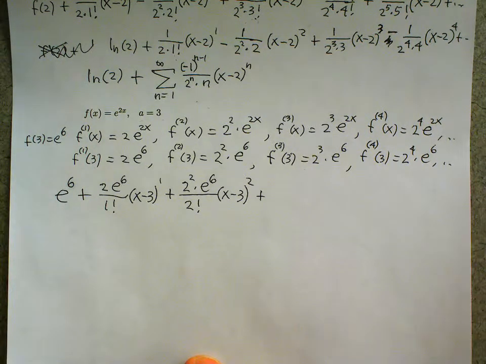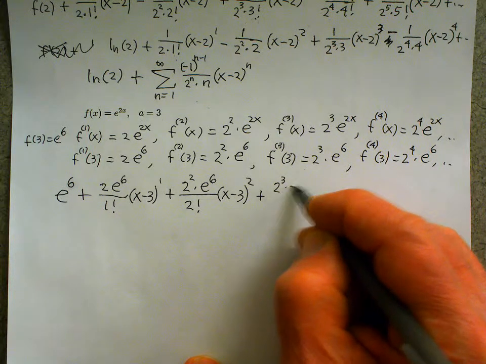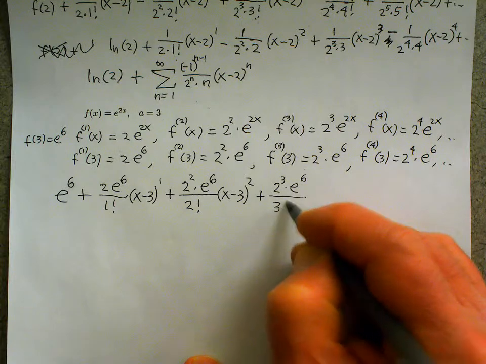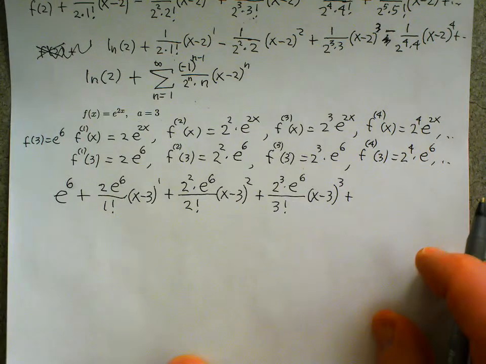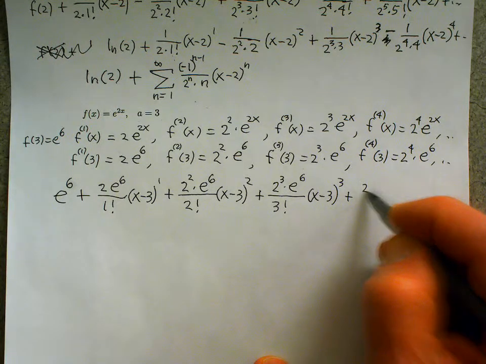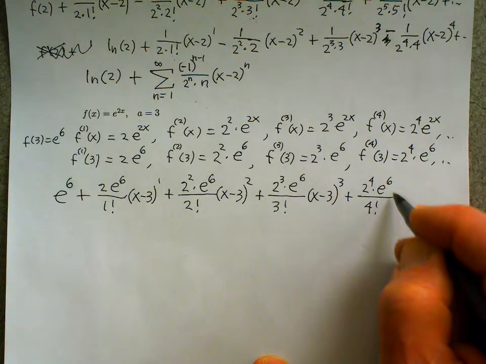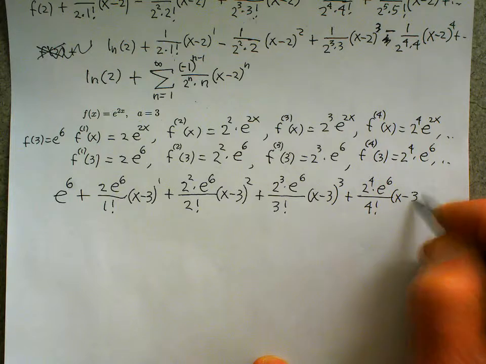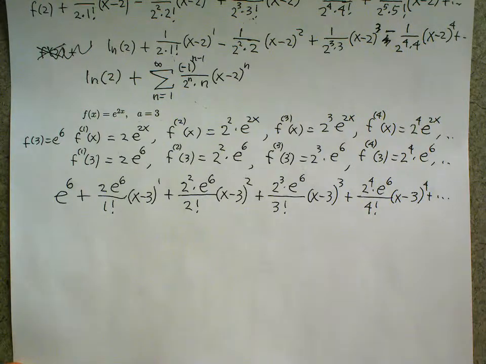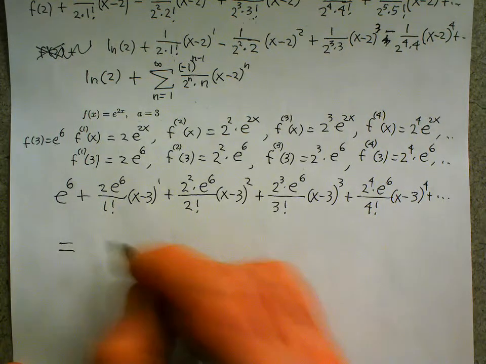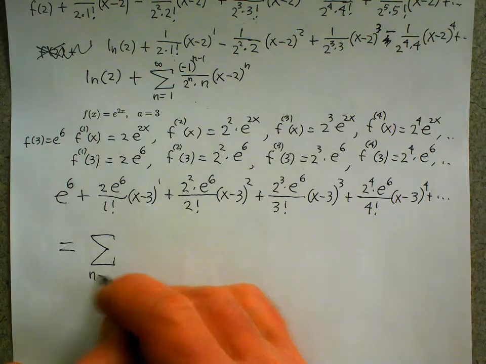So you can see the pattern emerge. The next term, 2 to the third times e to the sixth over 3 factorial times x minus 3 to the third. And then one more term, we have 2 to the fourth times e to the sixth over 4 factorial times x minus 3 to the fourth, and so on. So in sigma notation, we'll start at n equals 0.